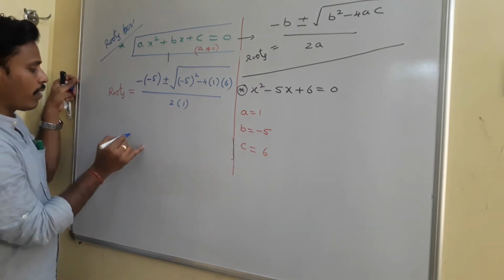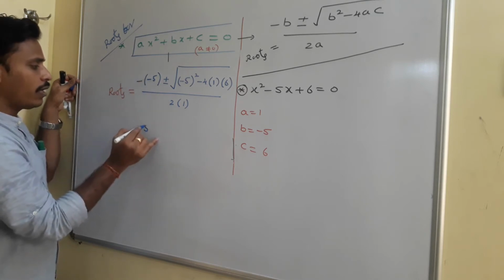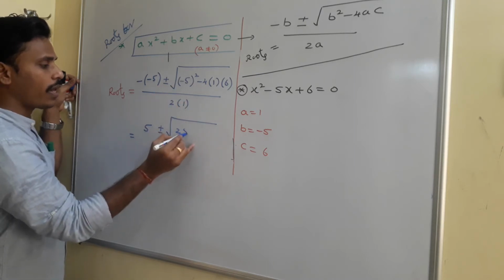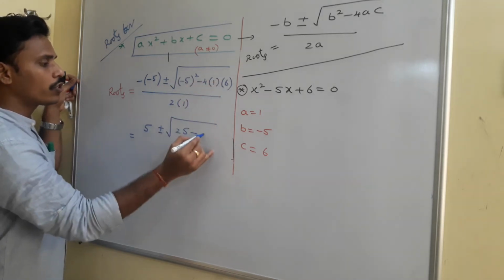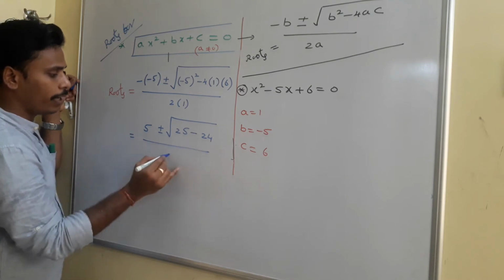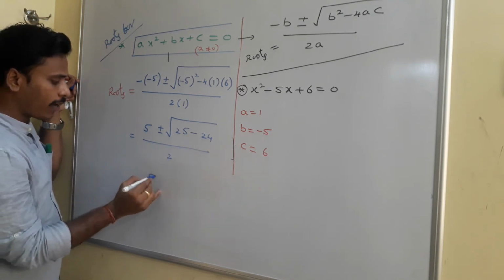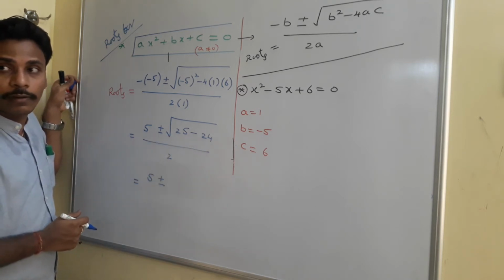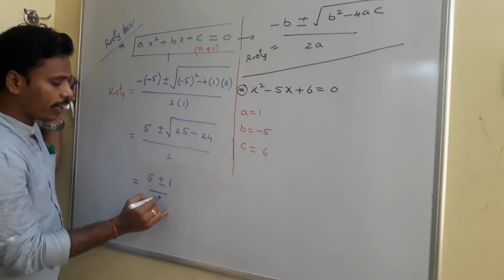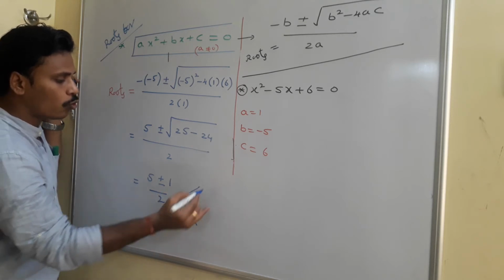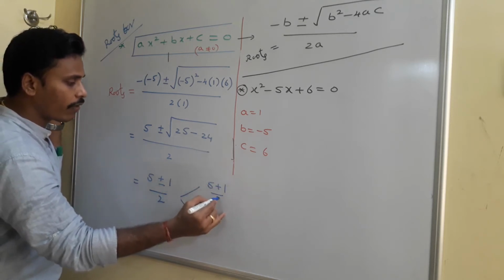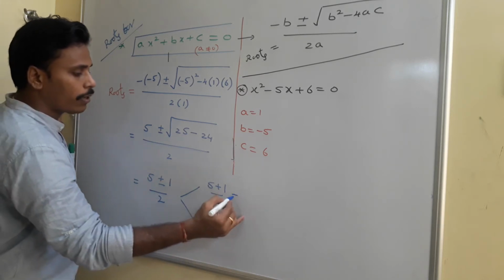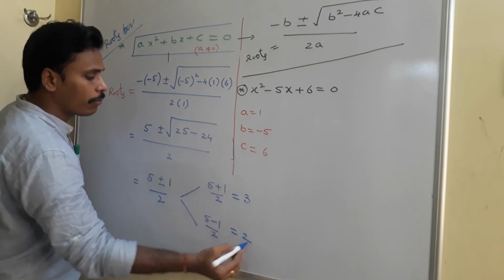And now if you simplify, minus of minus 5 is 5, plus or minus square root of this: minus 5 square is 25 and this 4 into 6 is 24, divided by 2. And this is equal to 5 plus or minus the square root of 25 minus 24, which is 1, right? And root 1 is again 1, divided by 2. And from there we have two options: with plus sign, 5 plus 1 by 2, with minus sign, 5 minus 1 by 2. This 5 plus 1 by 2 is 3, 5 minus 1 by 2 is 2.